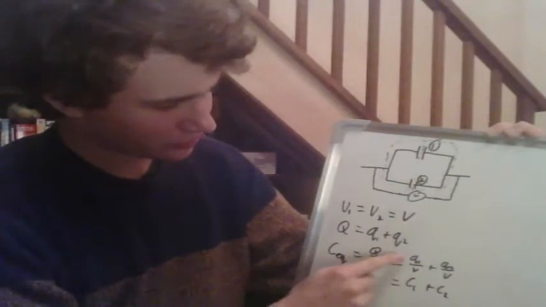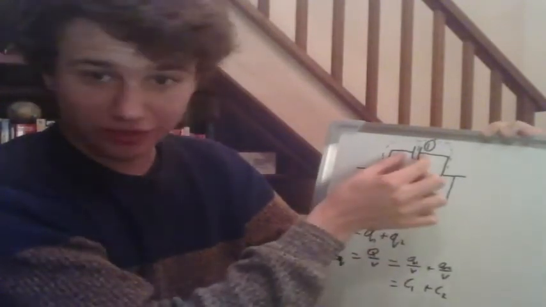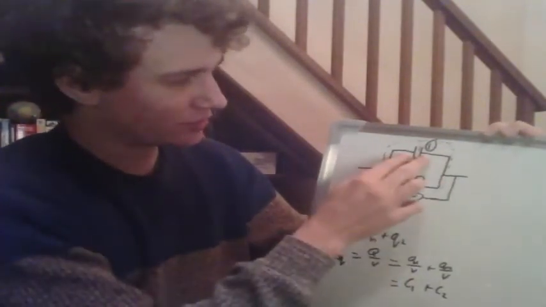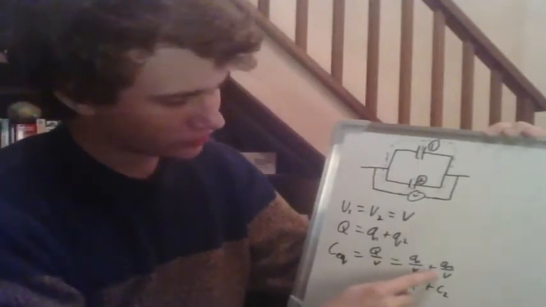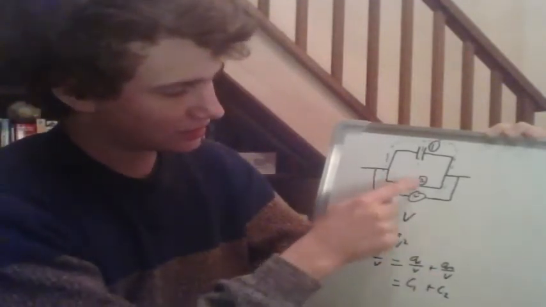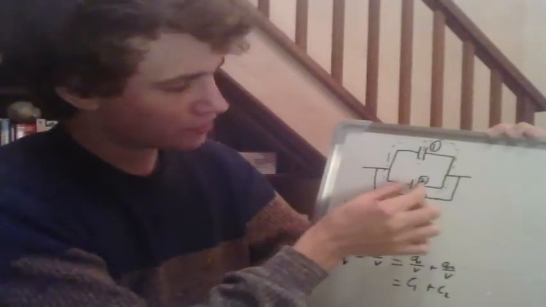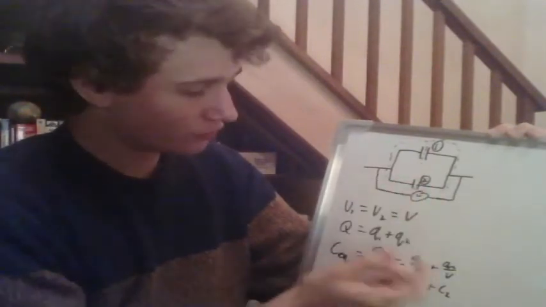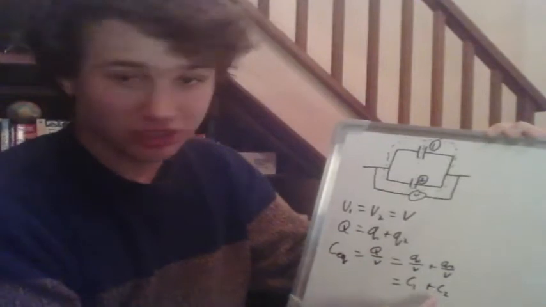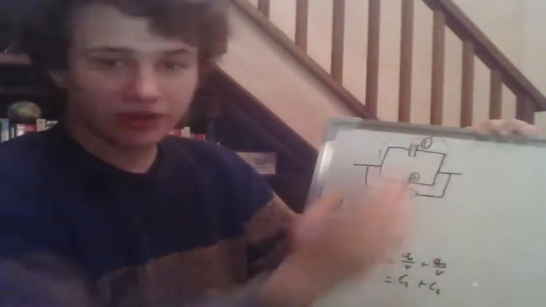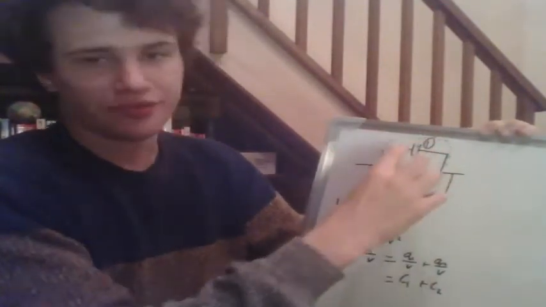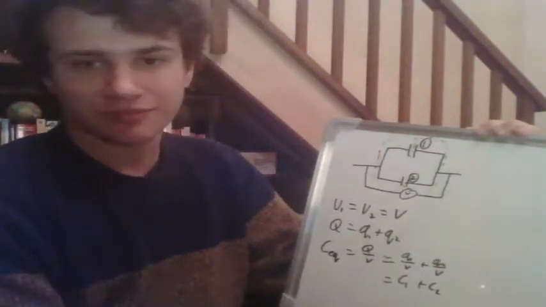And then since this is the potential over this component, and Q1 is the charge over this component, that's just the definition of capacitance of this component, which is a capacitor, so that's just C1. And for Q2 over V, that's the charge stored in this capacitor for the potential over this capacitor, so therefore Q2 over V is just the capacitance of the second capacitor. So we get that the equivalent capacitance of such a parallel setup is just the sum of the two, which is very simple.